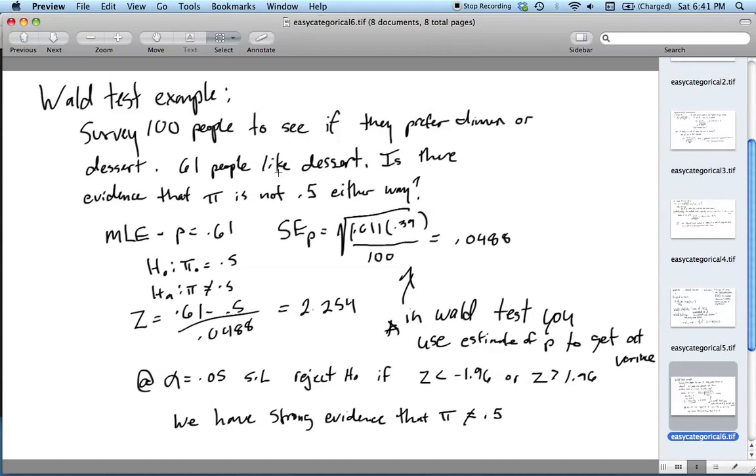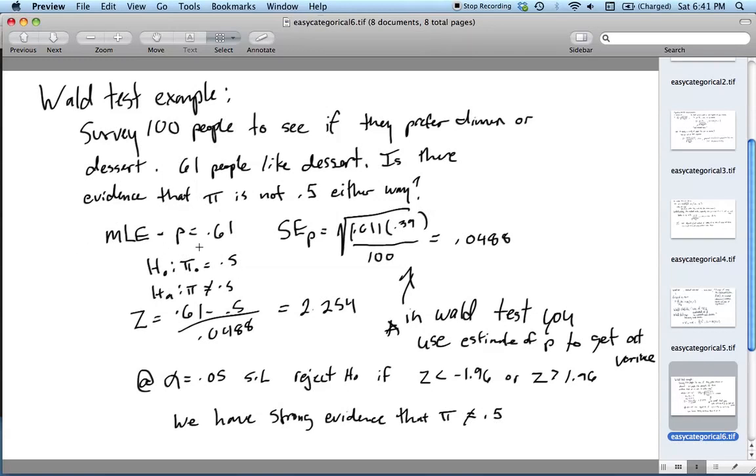Okay, so we're going to survey 100 people to see if they prefer dinner or dessert. 61 people respond that they like dessert more, and 39 people say that they like dinner more. So is there evidence either way that the true parameter in the population is not 0.5, in either direction?